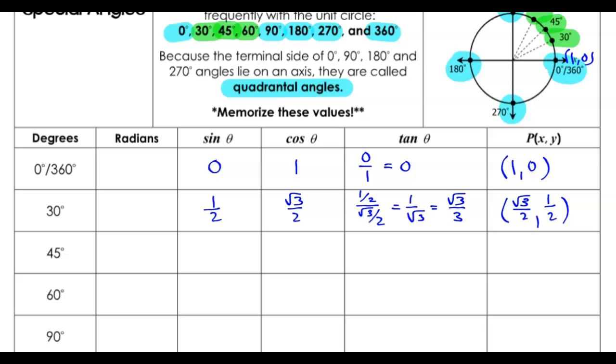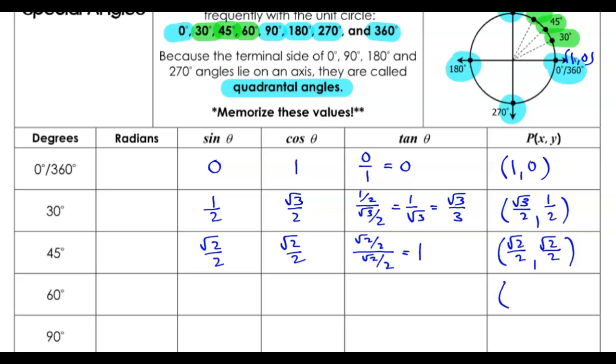If we look at 45 degrees, remember that this is the same x and y coordinate, so square root of 2 over 2. And so the sine, of course, of 45 degrees is going to be the square root of 2 over 2. The cosine, also the square root of 2 over 2. And the tangent is going to be the square root of 2 over 2 divided by the square root of 2 over 2, which is really just 1. So the tangent of 45 degrees, that ratio is always equal to 1.